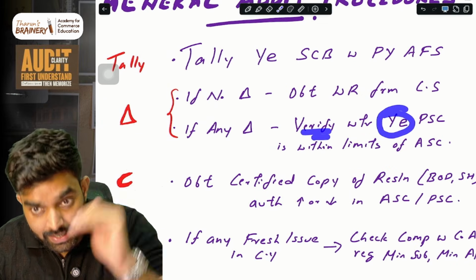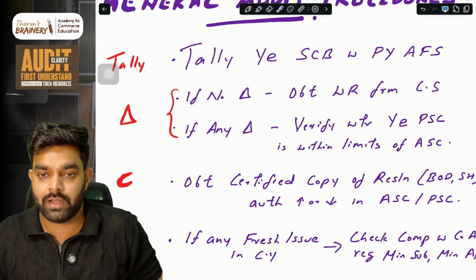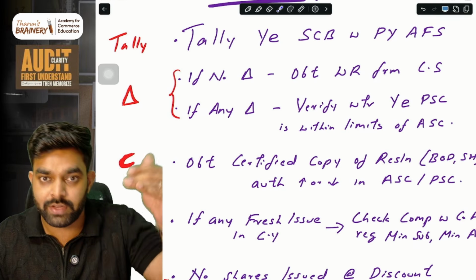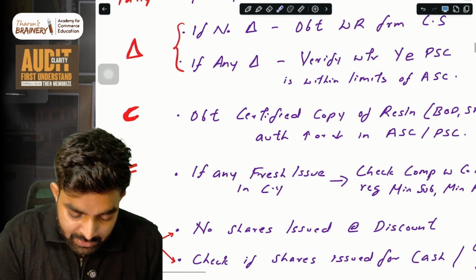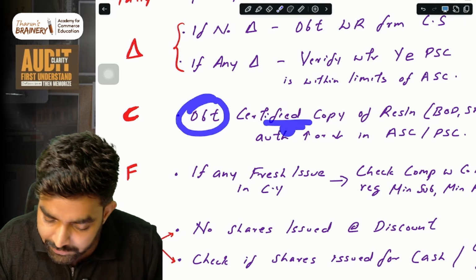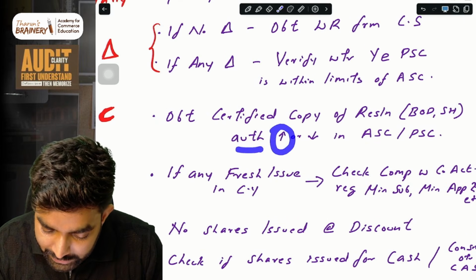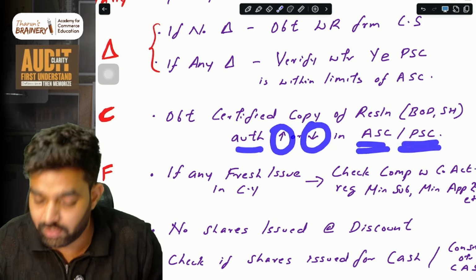verify whether the current year paid up share capital is within the limits of the authorized share capital. Current year paid up share capital is within the limits, it is below the authorized share capital. Then next C, that is certified copy. Obtain certified copy of the resolution, board resolution, shareholders resolution, authorizing an increase or decrease in the authorized share capital or paid up share capital.